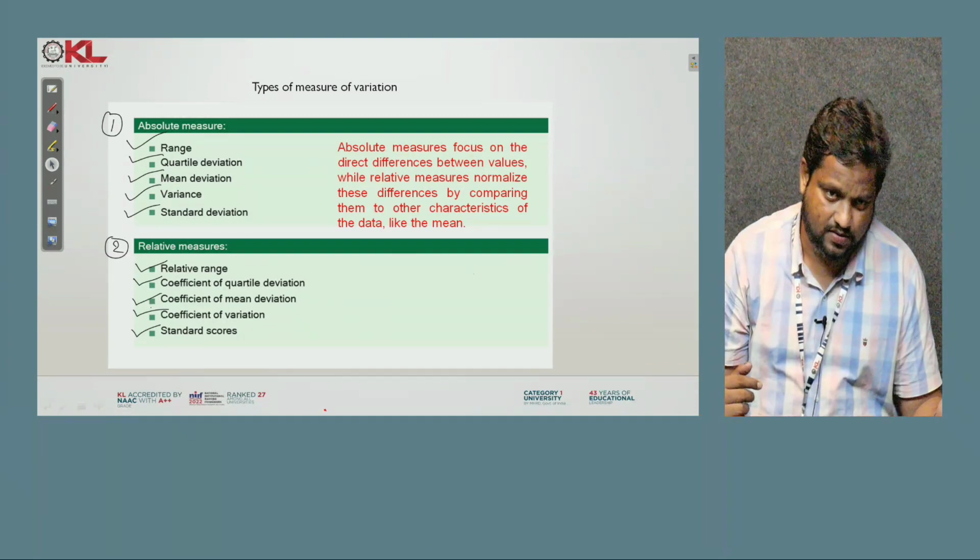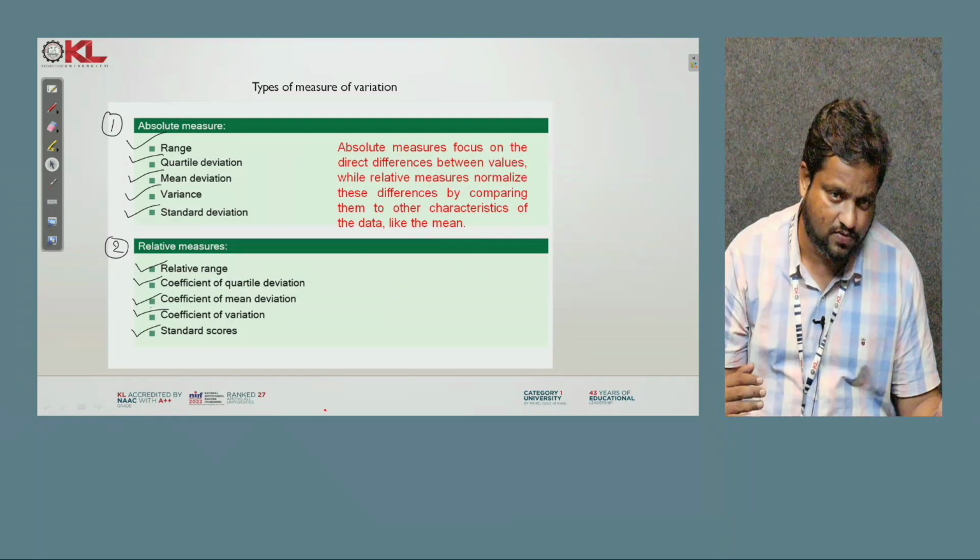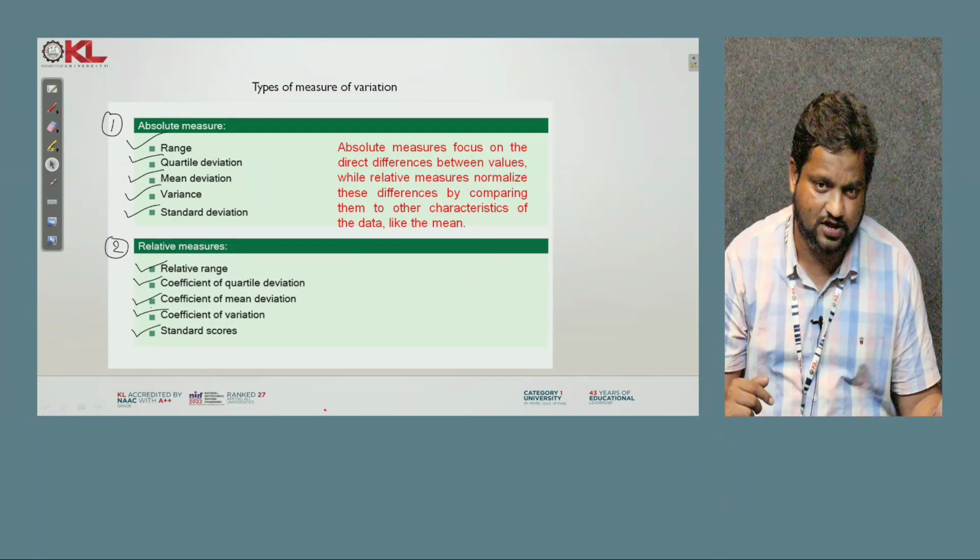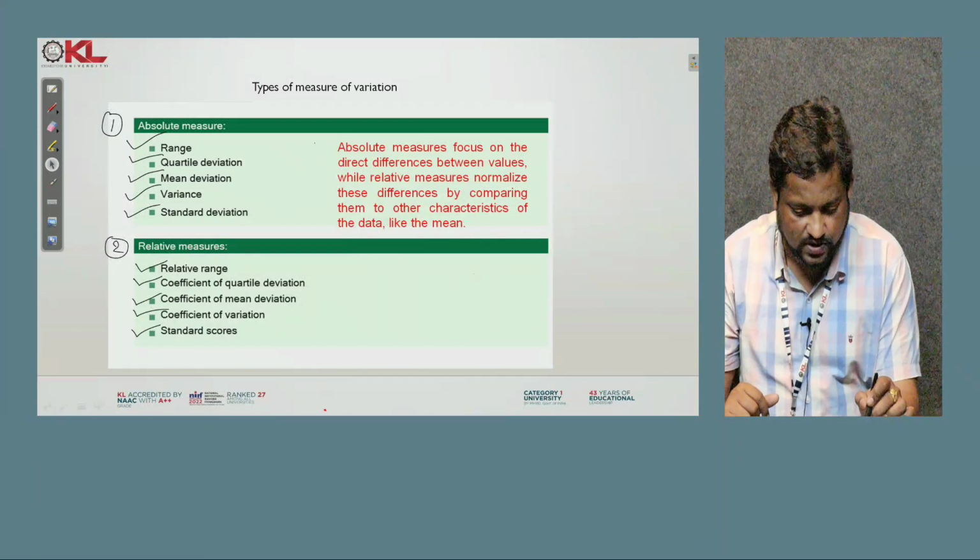Why are two required? Why can't we proceed with absolute measures alone? What is the difference? A relative measure adds to the absolute measure in order to find out the spread.